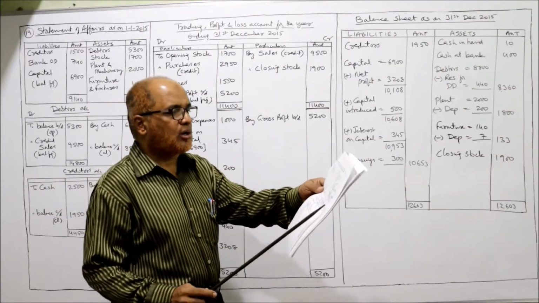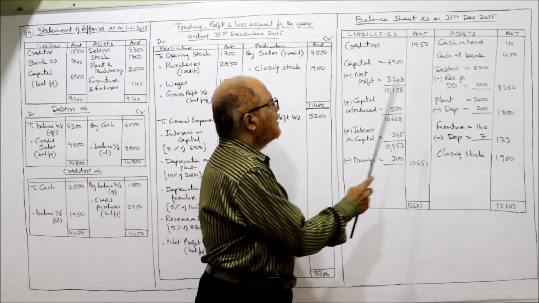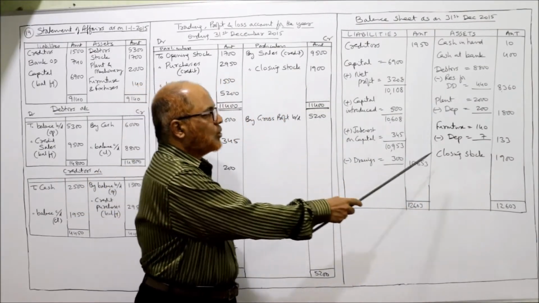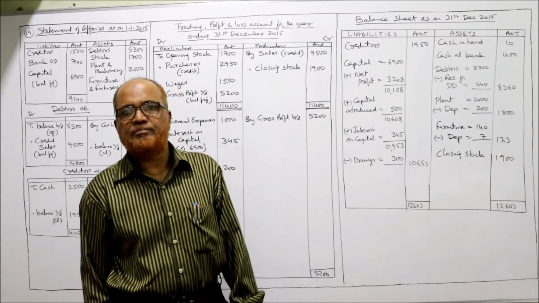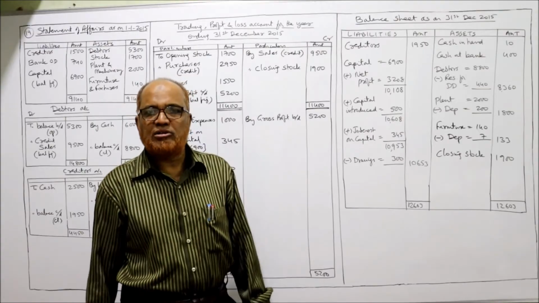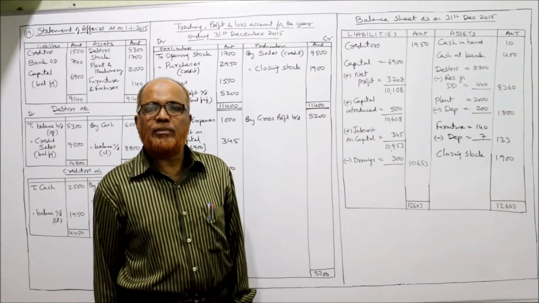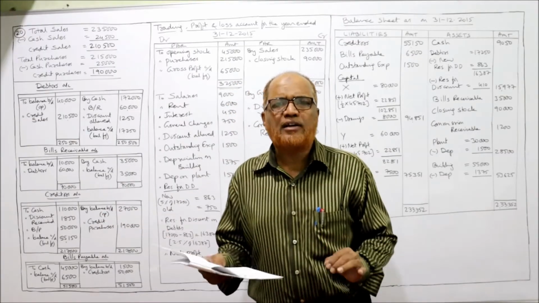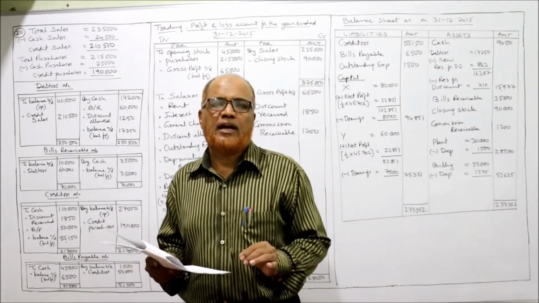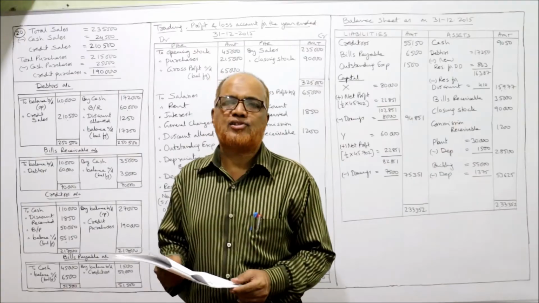Last one, closing stock. Closing stock at the end of the year is 1,900. You can see here 1,900 is the closing stock. Now total of the assets 12,603. That's all. Balance sheet tallied. So the 19th problem is completed. Come on. Now we'll start the last and final problem on accounts from incomplete records, single entry system.